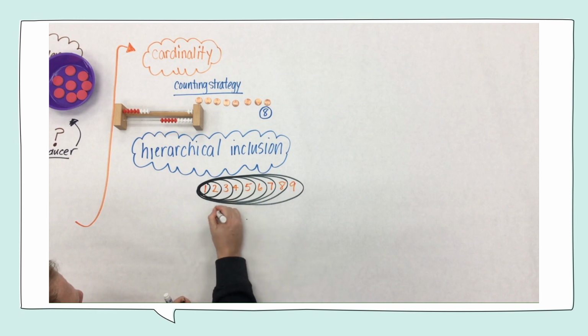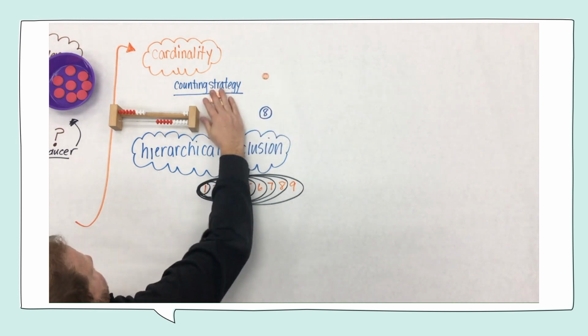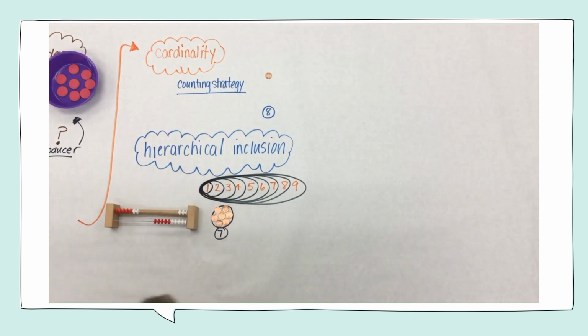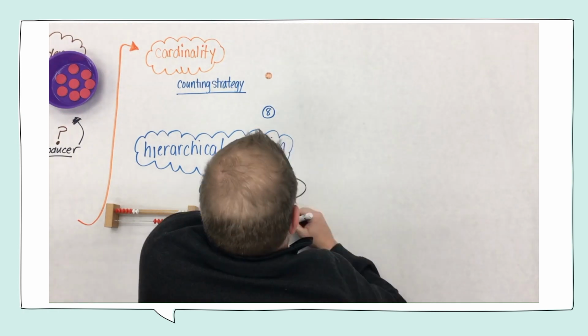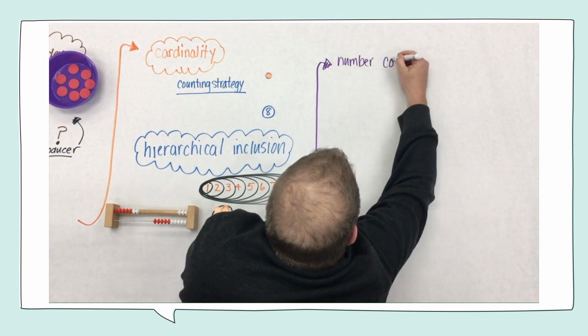So if we ask students to put 7 inside this circle, do they need to count out 7 pennies, or do they just remove 1 and drag the set into the circle? The same idea with the rekenrek. Do students count out 7, or do they just know to remove 1 because 7 is nested within the 8?